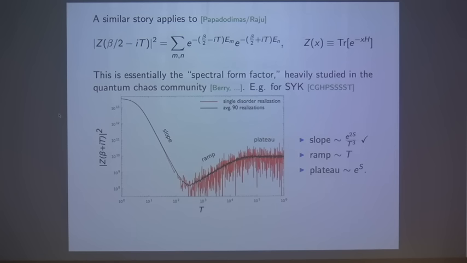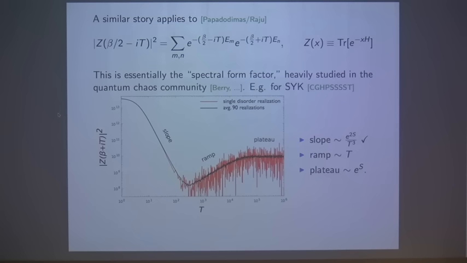The red curve is a plot for a single realization of the SYK model. I'll define that in a second, but it's a disordered theory, and that's for a single realization of the disorder. The black curve is an average over 90 realizations of the disorder, and it's getting somewhat smoother. If we actually considered the strict disorder average, it would be a smooth curve.